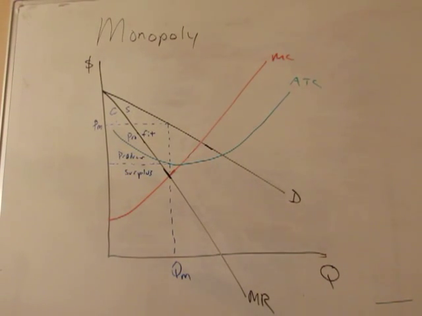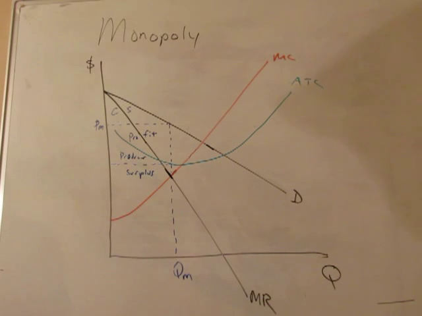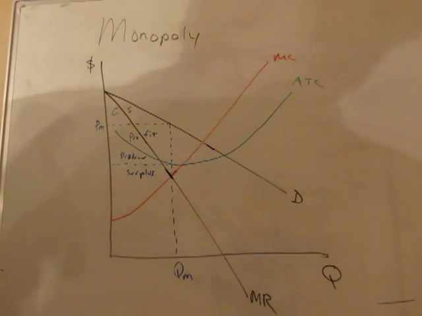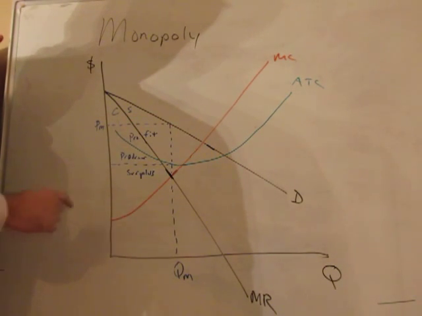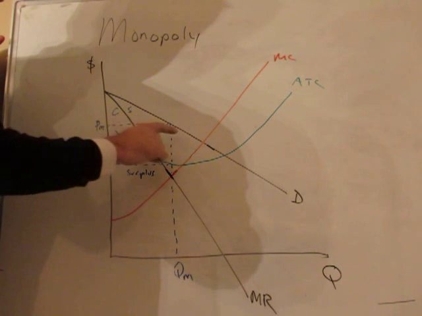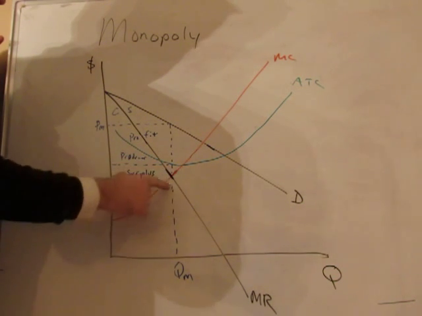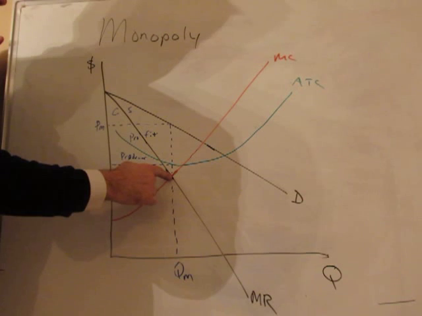Okay, so now we're going to take a look at perfect price discrimination in a monopoly. First off, we have the normal monopoly graph. We have demand above marginal revenue. We have profit because we produce where MR equals MC, which is right here.